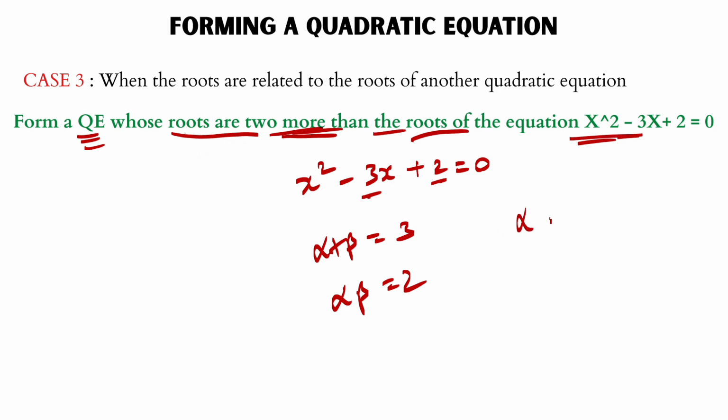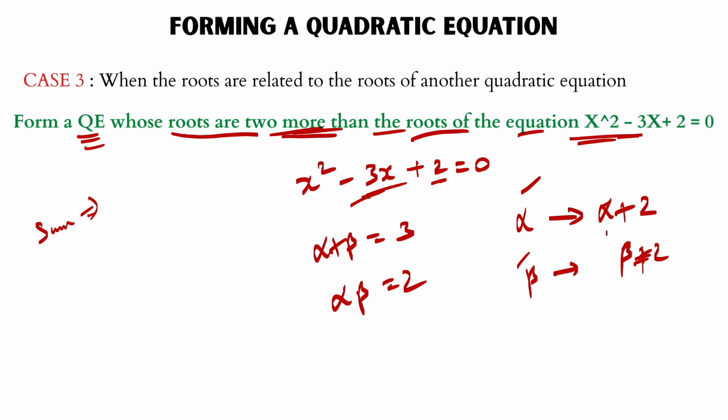So that one will be alpha becomes alpha plus 2 and beta in that case is beta plus 2, because 2 more. See, we considered alpha and beta as the roots of the equation that we will form now. So those roots are 2 more than the roots of this equation. So we are just adding 2 for one root which is alpha and for another root as well which is beta.